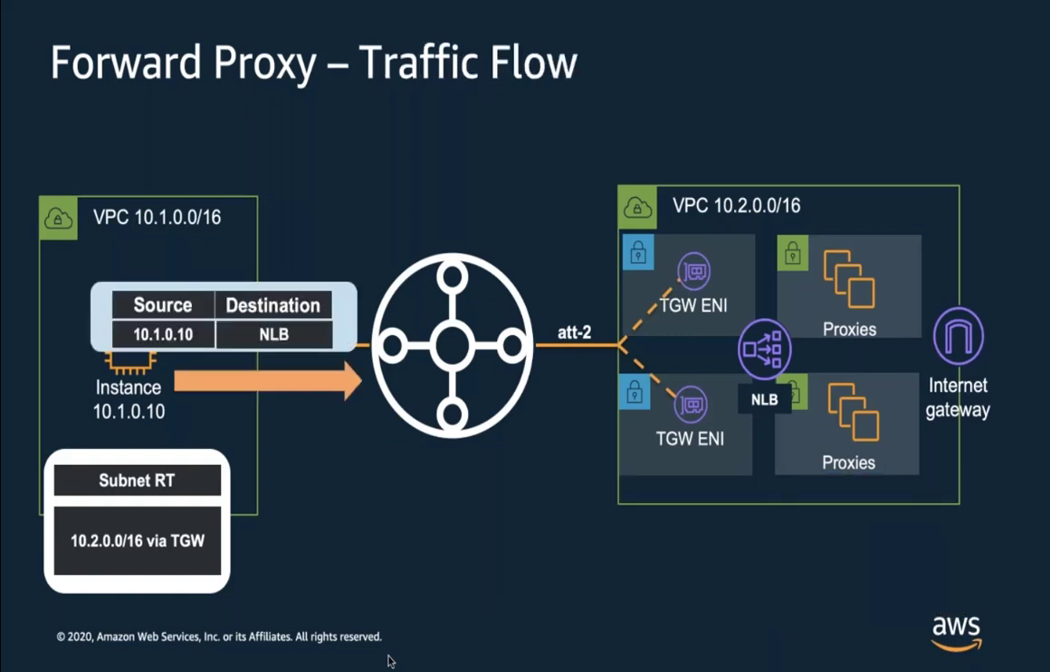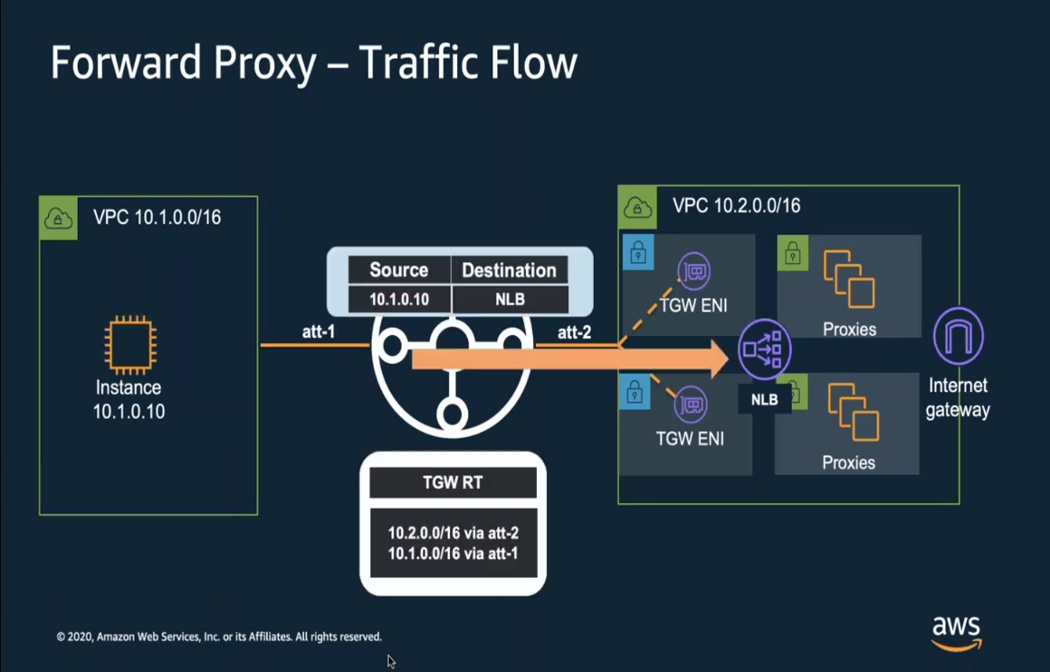So let's follow a traffic flow. Here we have a packet going from our instance. This is our source. But in this scenario, we had to configure the instance to explicitly use a proxy when sending traffic out to public destinations. So if it's connecting to Amazon.com, the proxy configuration would force it to send a request to the destination being the NLB before it actually gets forwarded to Amazon.com. So we're sending traffic from the instance to the NLB in the 10.2 range.